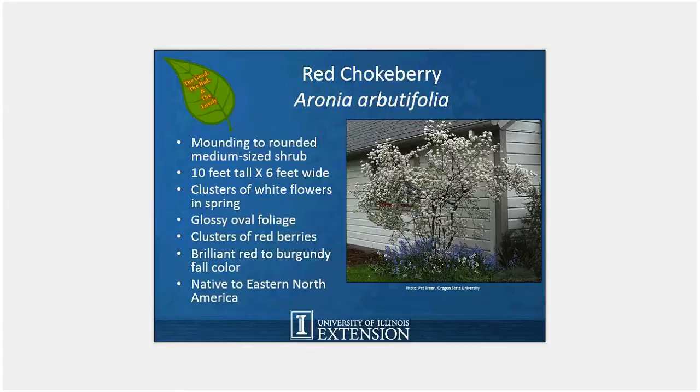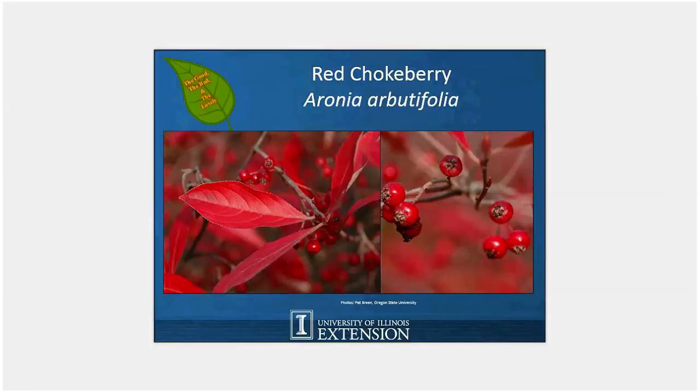Next we have red chokeberry. Again, very similar to the black chokeberry. This one will get about 10 feet tall and 6 feet wide. Again, a multi-stemmed shrub that you might want to remove suckers from at the base if you don't want this to naturalize. As the name indicates, it'll get a glossy red berry, and it has a red to burgundy fall color. This one will do well in full sun or part shade and does tolerate wet soils. This is a photo of the fall color and the fall berries.